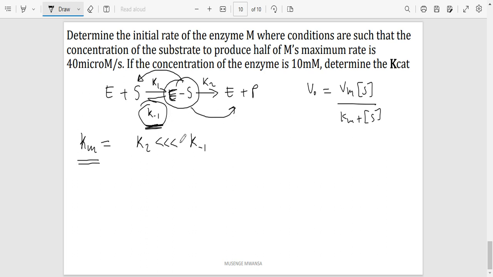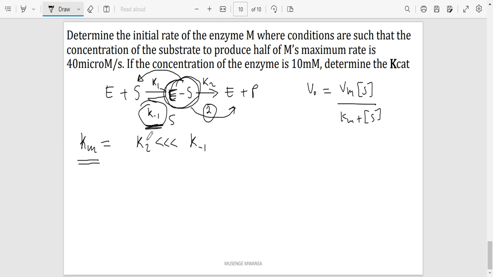So if this value, which is K2, let's say it is 2, and then K negative 1 is 5. Okay. This means that these two are more strongly held to each other, and the enzyme is going to proceed in the forward direction like that. Okay. So when K2 is very much smaller than K negative 1, what does that tell us? That is going to tell us that Km is going to be equal to the dissociation constant of the complex. Okay.